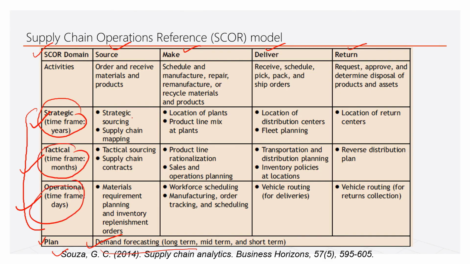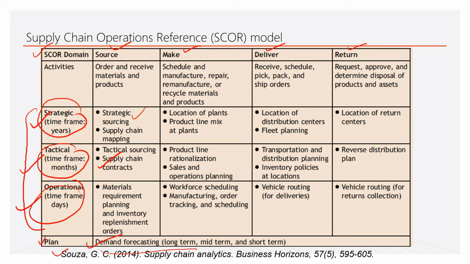At a strategic level, we are basically selecting the suppliers. Here we are developing the supply chain contracts, deciding what kind of contract we are going to make with the suppliers. At the operational level, we are managing the inventory and doing the material requirement plans. So this is basically the sourcing part.